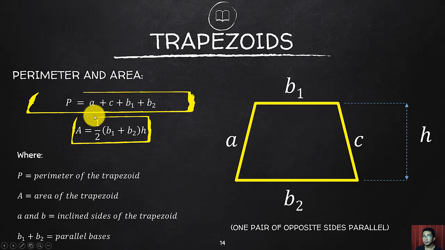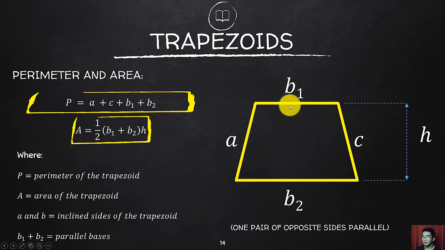So next, let's proceed with the discussions of other common shapes or standard shapes that you're going to encounter in your engineering subjects. We have your trapezoid. A trapezoid is again a quadrilateral, so a four-sided polygon. However, the difference between a trapezoid, a rectangle, and a square is that one pair of the opposite sides are parallel.